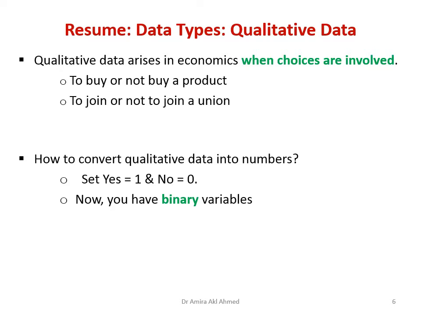Economists convert these qualitative answers into numeric data. Let me explain this point. Assume that a labor economist asks employees whether they join a union or not. This economist may set yes equals to 1 and no equals to 0. In such a case, he creates a dummy or binary variable that takes only two values, 0 and 1. Thus, he could use this binary variable in the regression analysis.